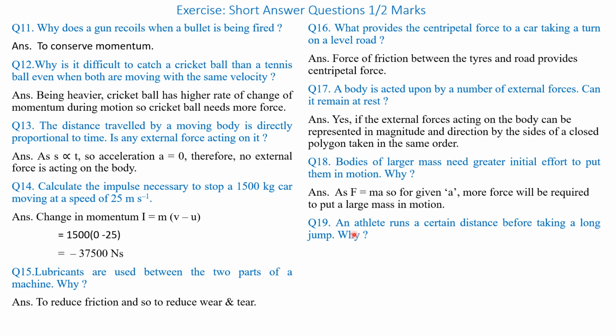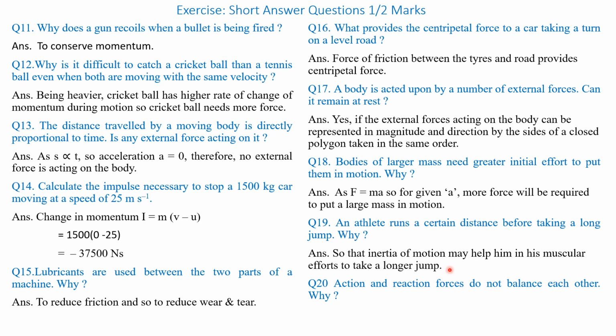Next question. An athlete runs a certain distance before taking a long jump. Why? Answer is so that inertia of motion may help him in his muscular efforts to take a longer jump. Question 20. Action and reaction forces do not balance each other. Why? Answer is as they act on different bodies.